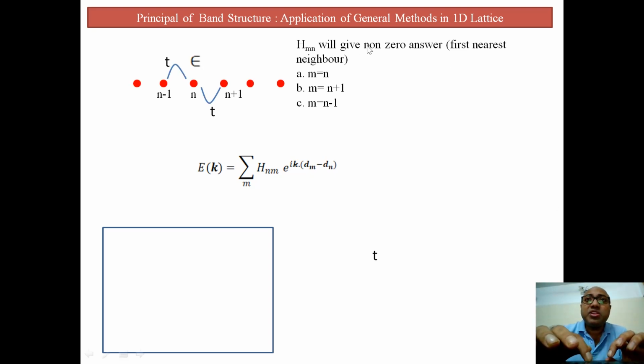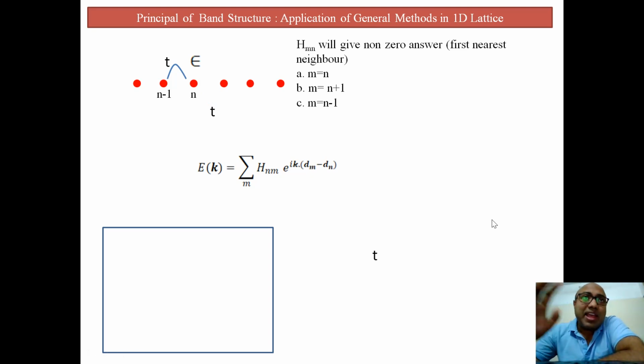Here Hn will give you a non-zero answer. So definitely when Hn multiplies with M equal to N, you will get a non-zero. Similarly N plus 1, because it's the nearest neighbor of N, you will get a non-zero, because there may be some overlap zone. Similarly there is another, N minus 1. So that is actually three summation points. We have to do the summation over M, three summation points.